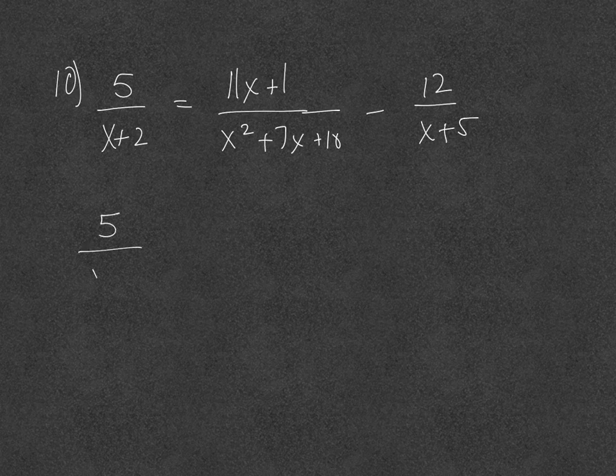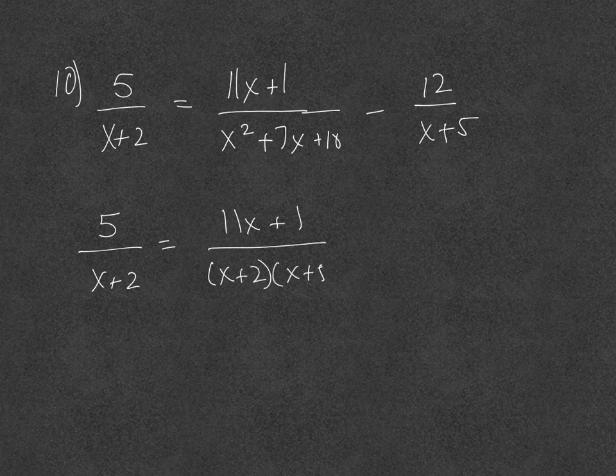Now, I'll give you a hint. Most of the time when you factor them, you can look for clues in the other pieces. When this factors, it is x plus 2 times x plus 5. So your common denominator here is just x plus 2 times x plus 5.